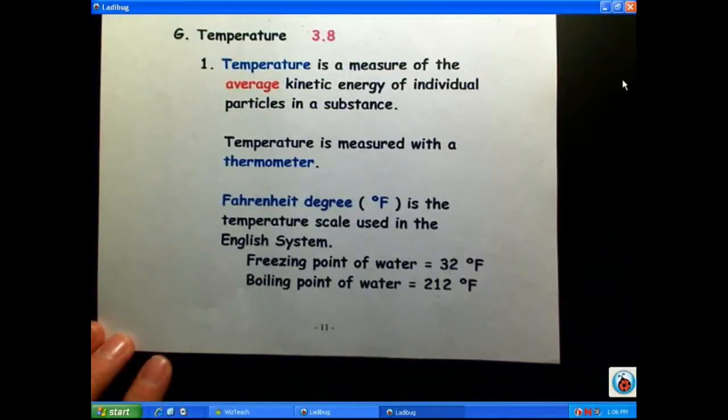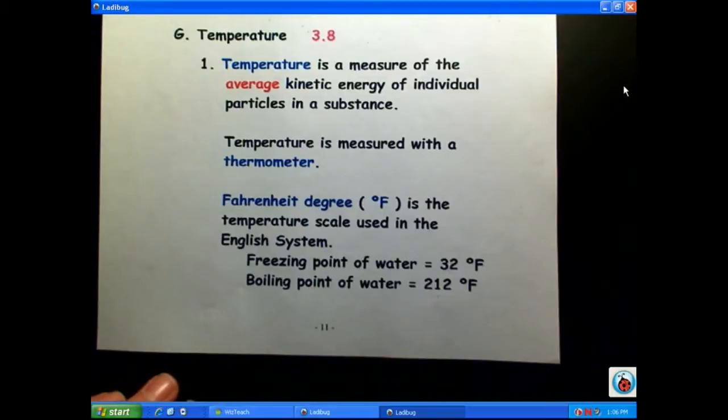This is Chapter 3, Section 8, and we'll be discussing temperature and converting temperatures from one unit to another. Temperature is a measure of the average kinetic energy of individual particles in a substance. And all substances, whether they're solids, liquids, or gases, are made up of particles that are constantly in motion.